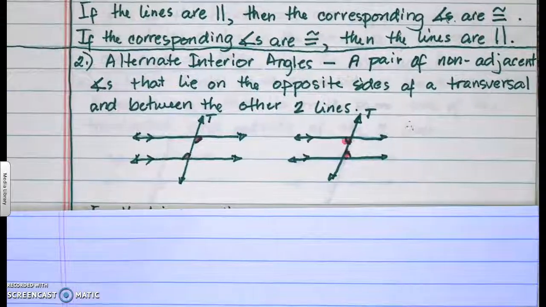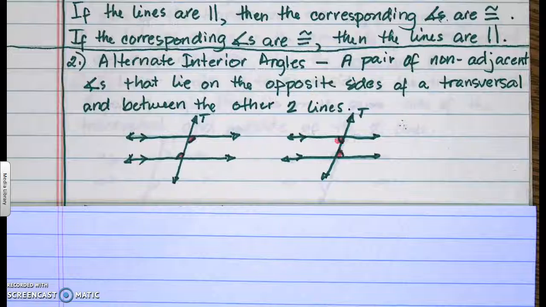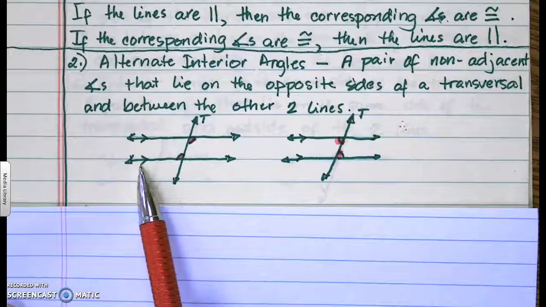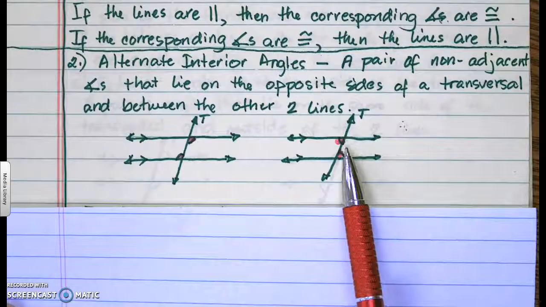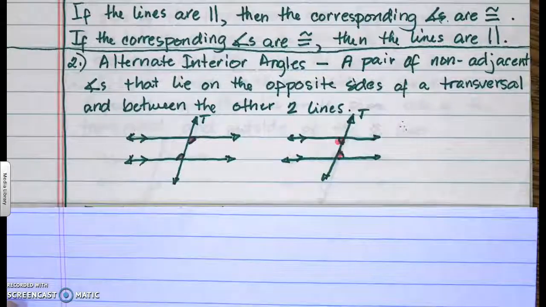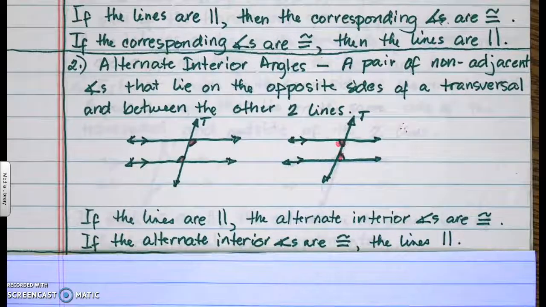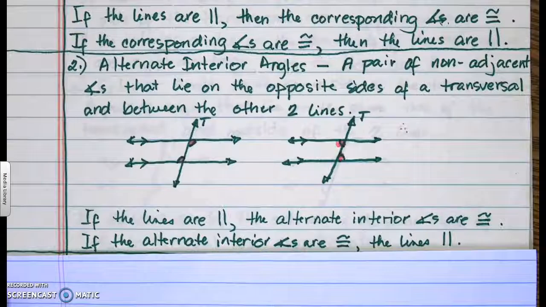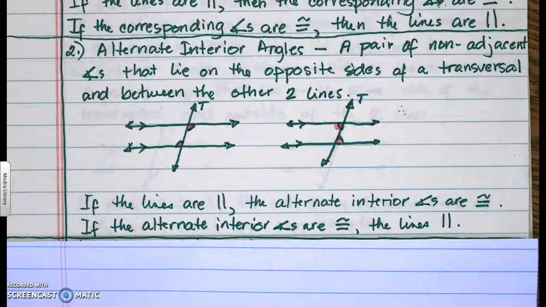The next type of angles are the alternate interior angles. The alternate interior angles are a pair of non-adjacent angles that lie on the opposite sides of the transversal and between the other two lines. An example is given here for you. So, given these two lines that are parallel and cut by a transversal T, these two are called alternate interior angles, as well as this one. We say that if the lines are parallel and they are cut by a transversal, the alternate interior angles are going to be congruent. The converse is also true, that if the alternate interior angles are congruent, then you can conclude that your lines must be parallel.